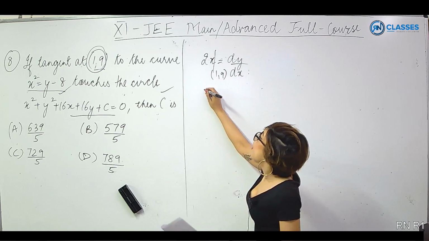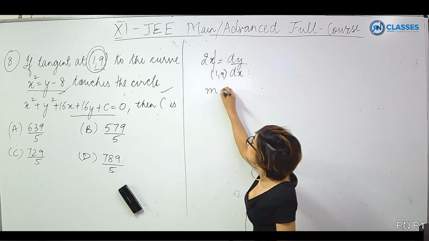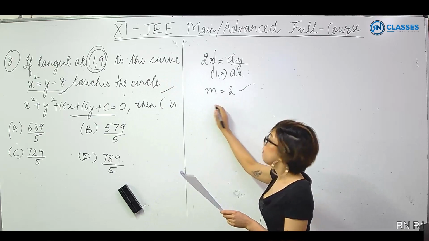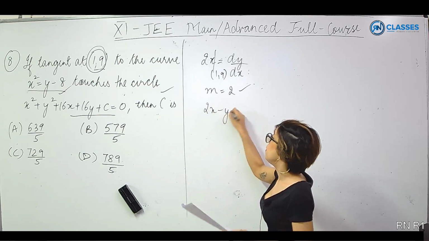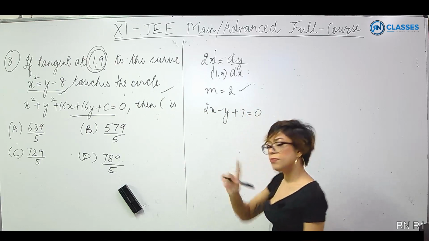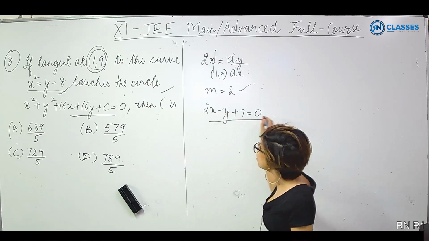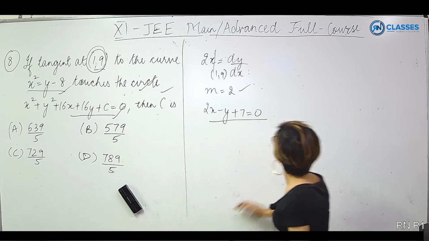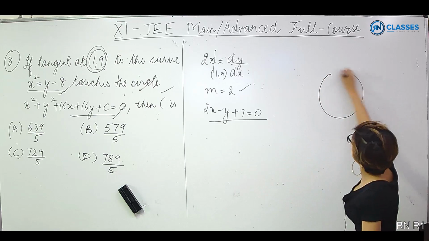Right? So the slope of the tangent turns out to be 2. I know the point, I know the slope. The equation of the tangent is 2x minus y plus 7 equal to 0. Right? Now it says that this tangent touches the circle. Now I know what happens when the tangent touches the circle.